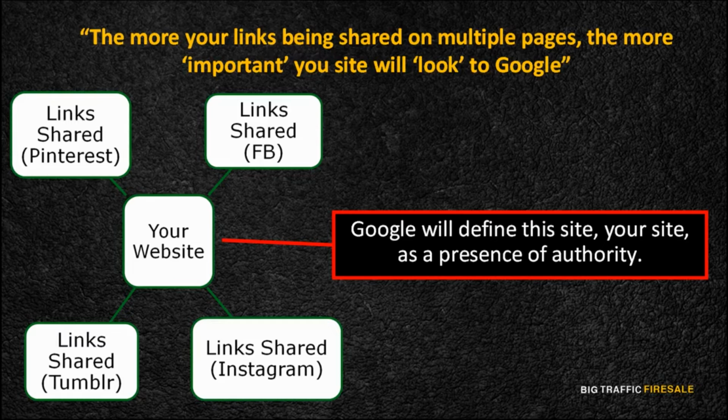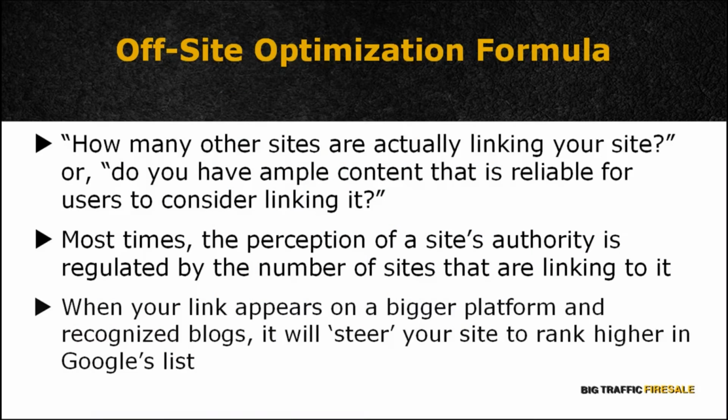Take a look at this image. Your site is at the center, and you have multiple sites sharing or linking your site in their site. Google will define this site, your site, as a presence of authority. The formula sounds simple, doesn't it? Well, not quite, because your real challenge would be how many other sites are actually linking your site, or do you have ample reliable content for users to consider linking to it?